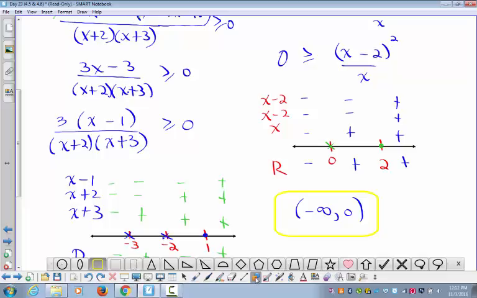Which some of you may have noticed right off the bat that that would be the answer, because isn't this numerator never negative? Right, because of the square. So the only factor that affects this at all is just that x down there. So when that x is negative, the whole thing is negative. All right.